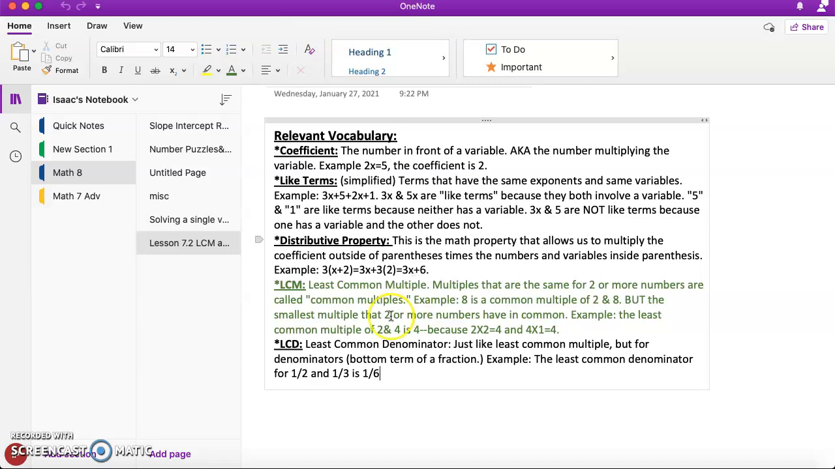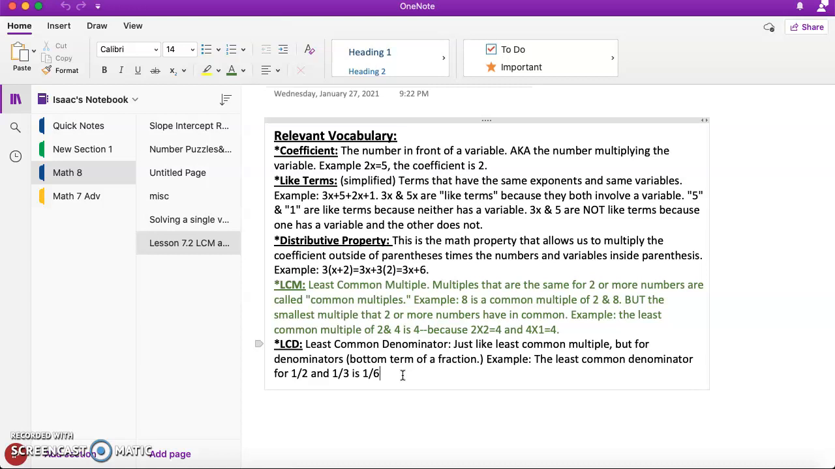Now for a least common denominator, on the other hand, that's just like a least common multiple, but it's for denominators. That's the bottom term of a fraction. So the least common denominator for 1/2 and 1/3 is 6. 12 could be a common denominator, but it's not the least common denominator.